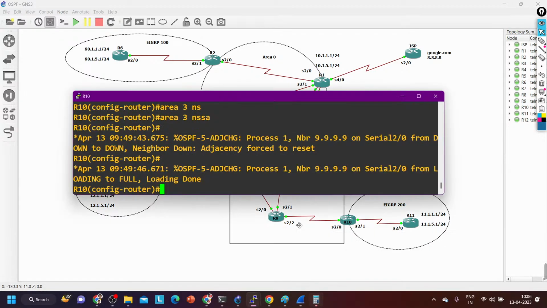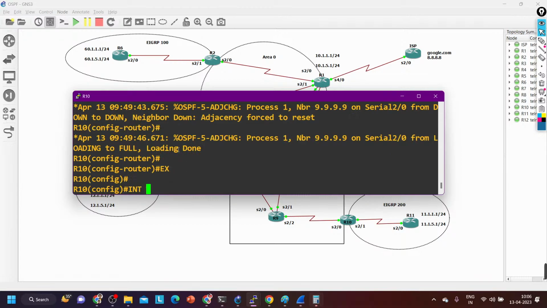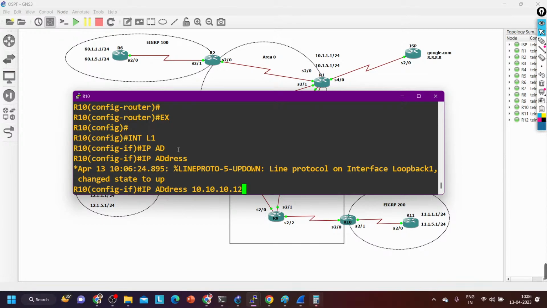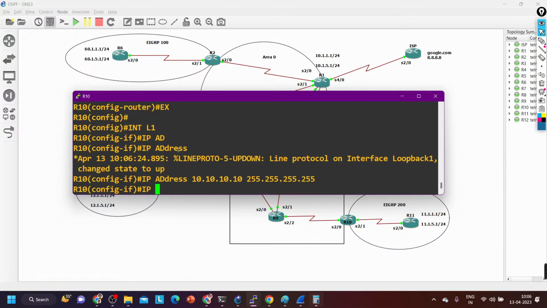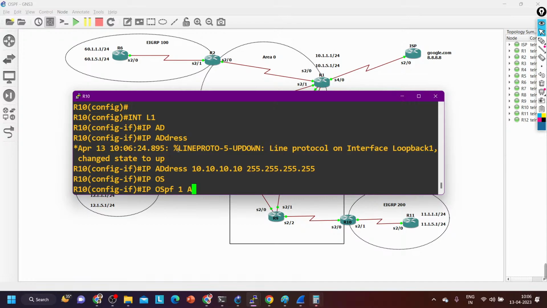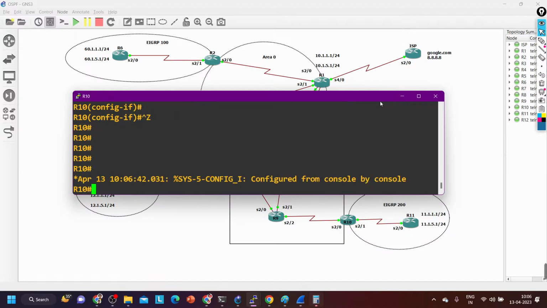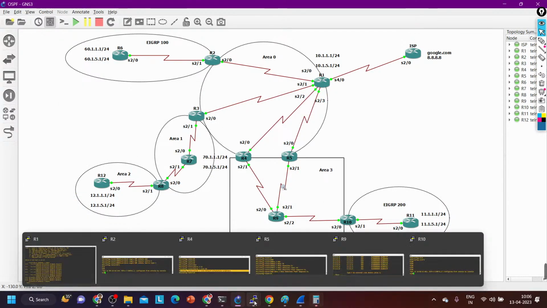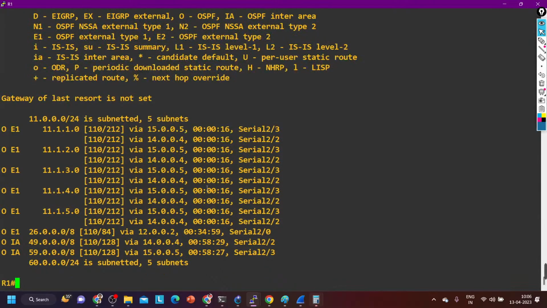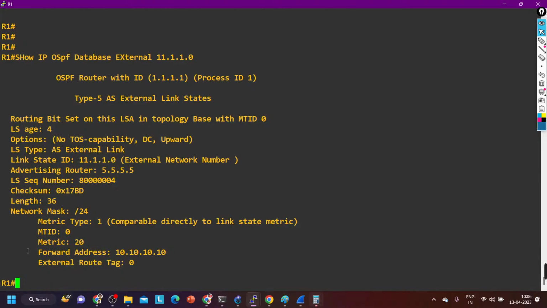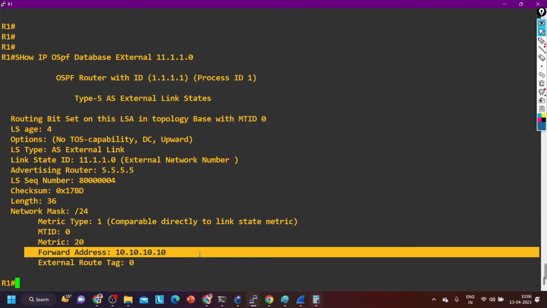If I create one loopback over here, let me create one loopback. Where is router number 10? Here it is. Let me create one loopback over here, interface loopback 1, and let's say IP address 10.10.10.10 with mask 255.255.255.255, ip ospf 1 area 3. Yes or no? Now on router number 1 you can see, guys, show ip ospf database external, what is the forwarder address now? 10.10.10.10. Okay.